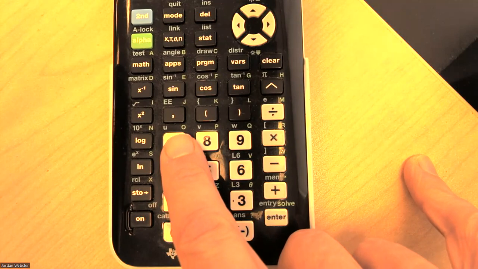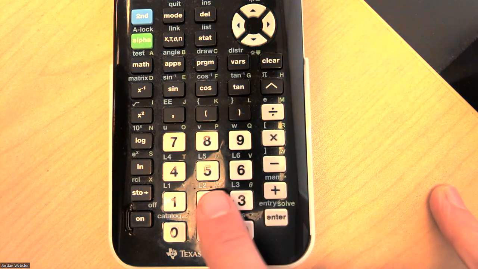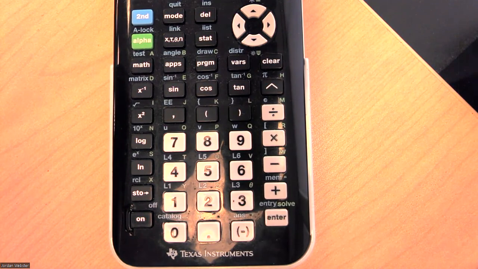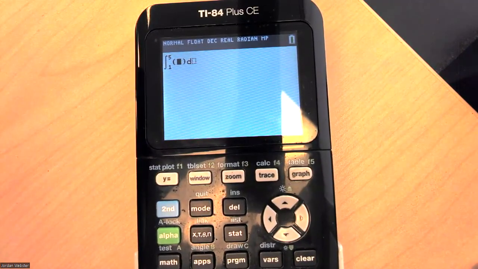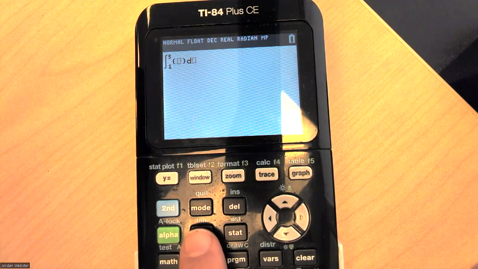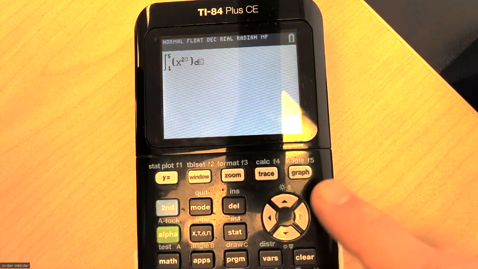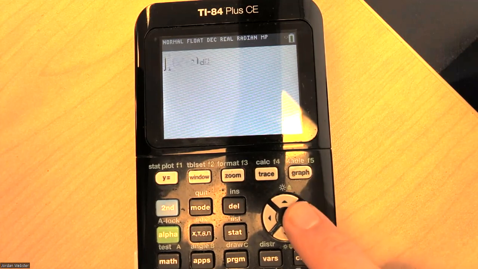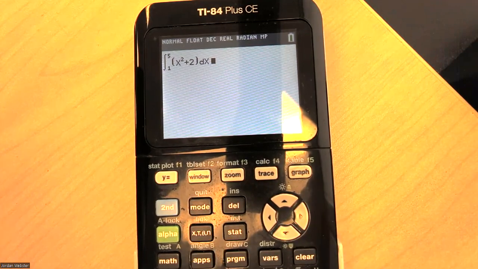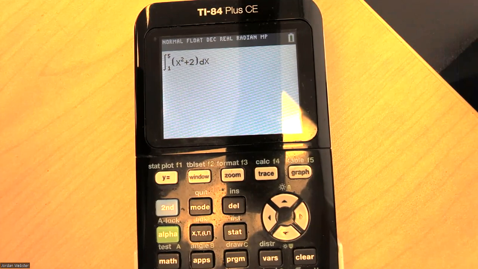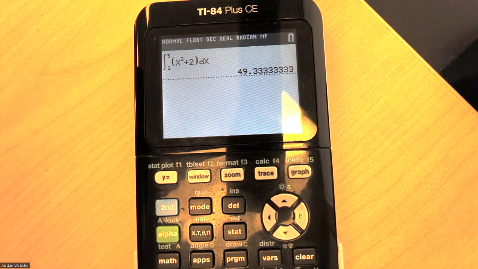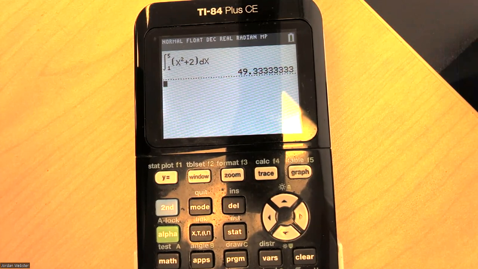There's a T there, an O, P, Q, R, all the various letters. We want to avoid that, but we want to use the variable x, which is this key here. All right, so x squared plus 2, and then we want to make sure the calculator knows that the variable we're integrating with respect to is x. And sure enough, you get 49.33.